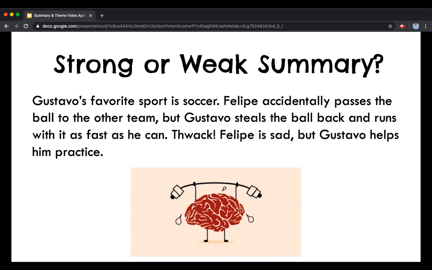I'll give you about 10 seconds to think in your head. Does this include the most important details? Is it following our somebody wanted but so then model? Is it using my own words or is it using the author's words? What do you think?